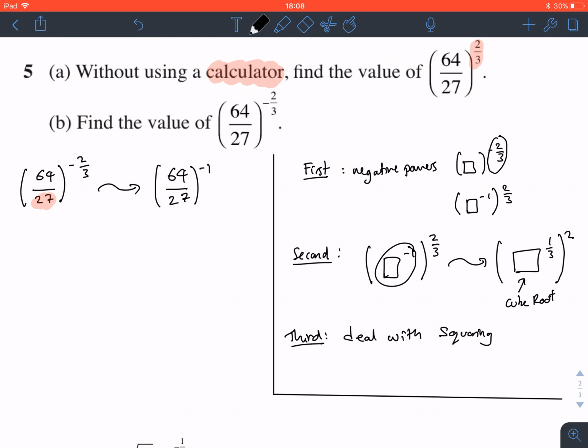So 64 over 27 to the minus 1. What do we do when it's to the power of minus 1? We flip the number, and because it's already a fraction, it's very easy to flip. Instead of it being 64 over 27, we get 27 over 64. If you want to rewind the video and see what the operation of minus 1 as a power does, feel free to do so. So we're on 27 over 64. Now I said to keep in mind 2/3.